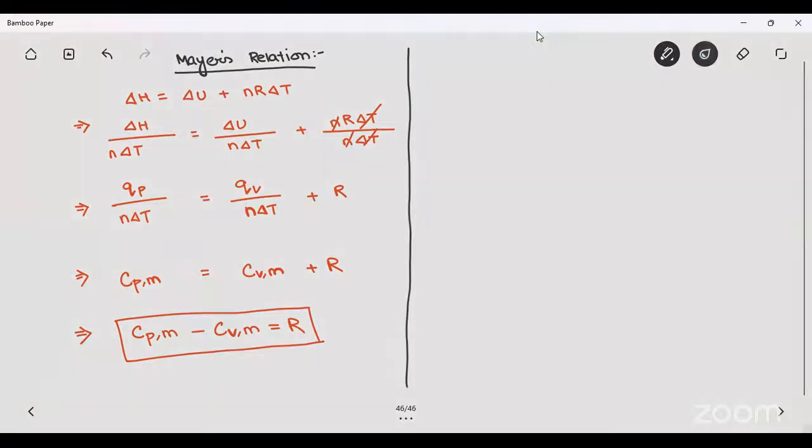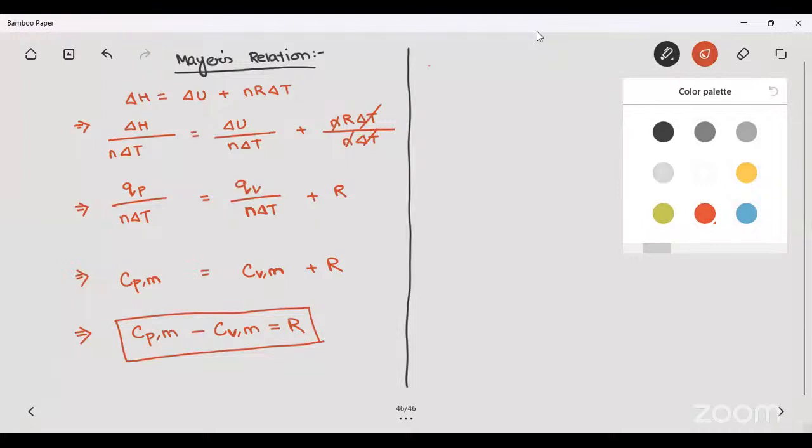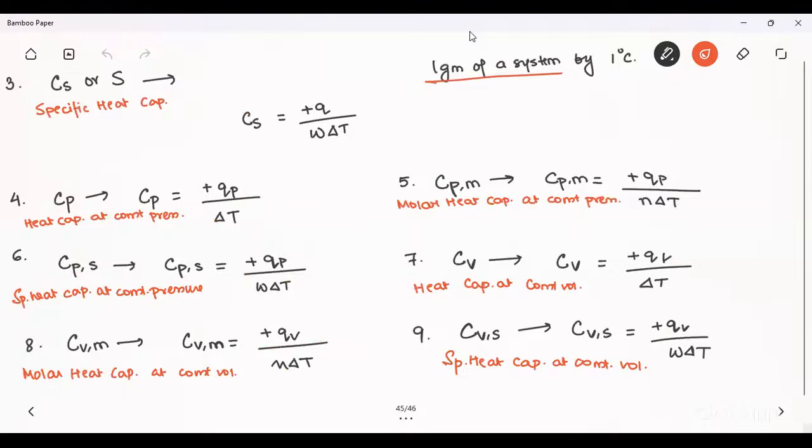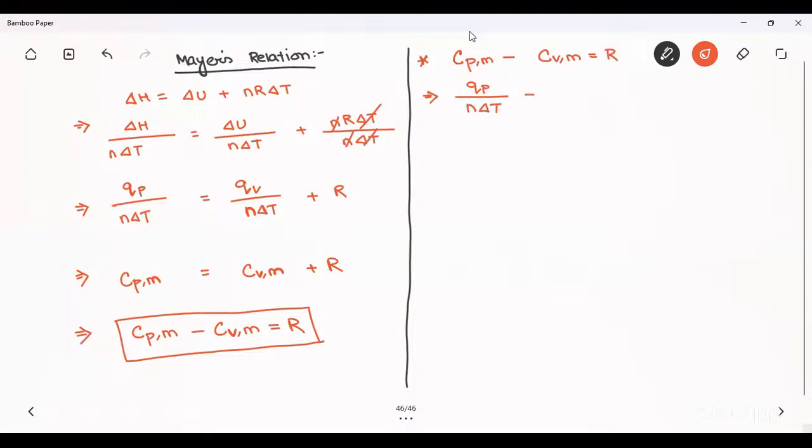Now I am deriving another formula. This is not Mayer's formula, but from Mayer's formula we can derive this. What we got? CPM minus CVM is equal to R. Already we got this. Now what is CPM? CPM is QP divided by n delta T, and CVM is QV divided by n delta T. It is R. Okay, now see the magic.